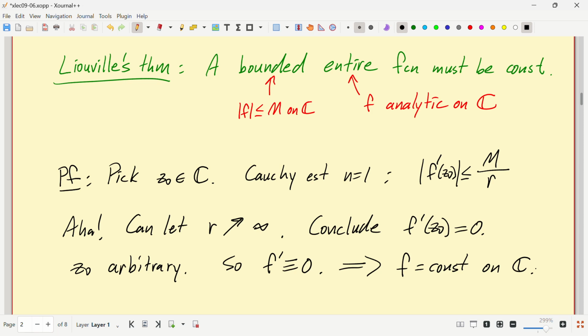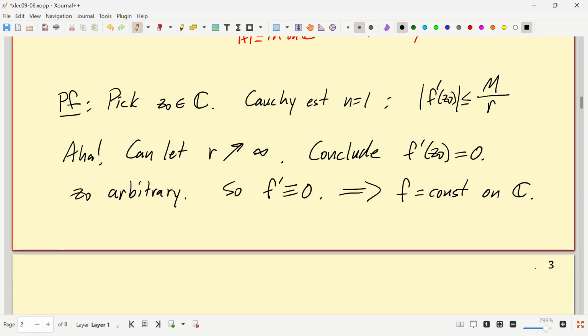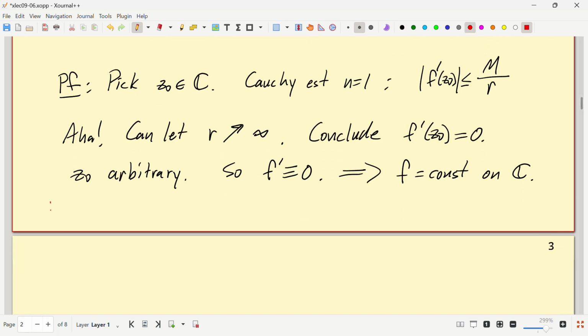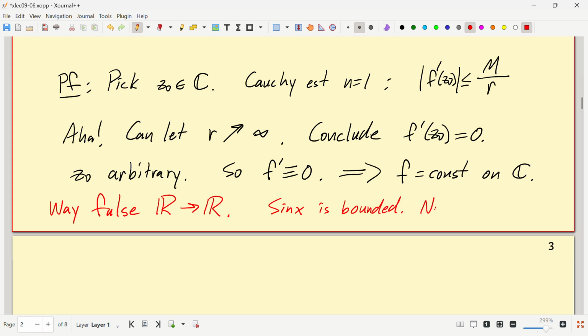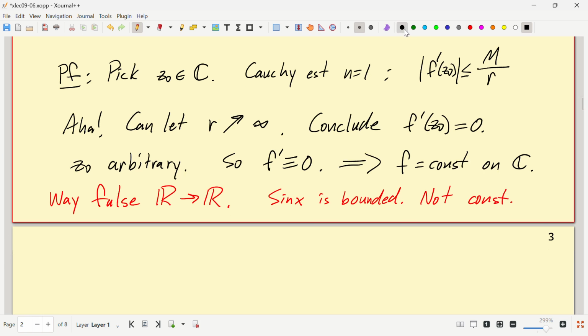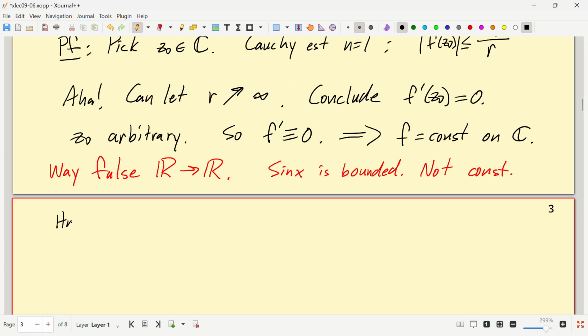By the way, Liouville's theorem is way false for R to R. It's very easy to think of differentiable functions that are bounded. So, for example, sine of x is bounded. It's differentiable. In fact, it's given by a power series that converges on the whole real line. Definitely not constant. And if you think about that now, this is something to think about.